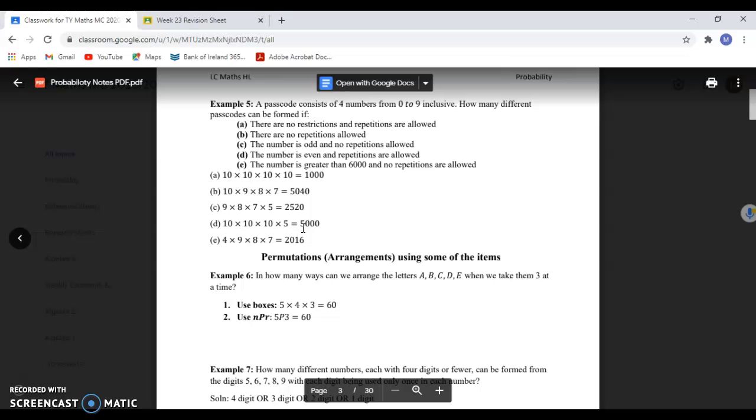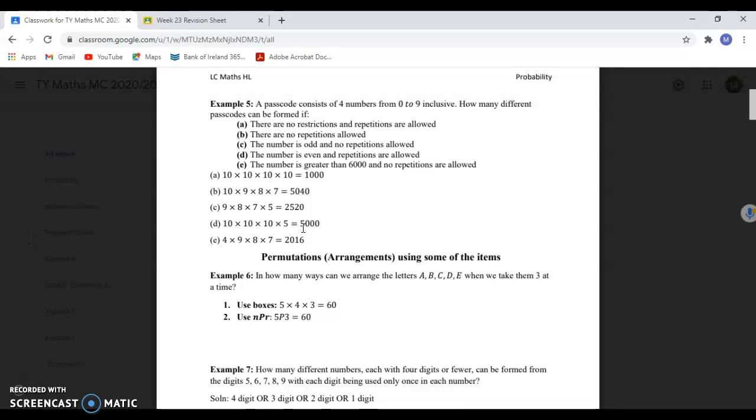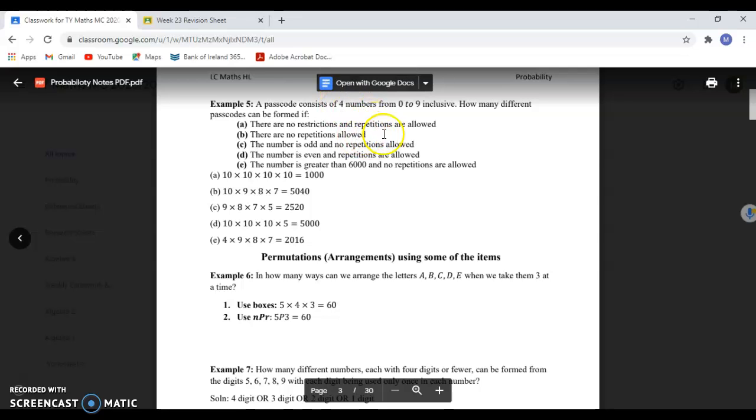So for example, if you think of maybe your PIN number for your bank or something like that, that would have 4, but I don't think they'd allow you to have something like 0000 because it would be very easy to guess. But let's have a look at this one.